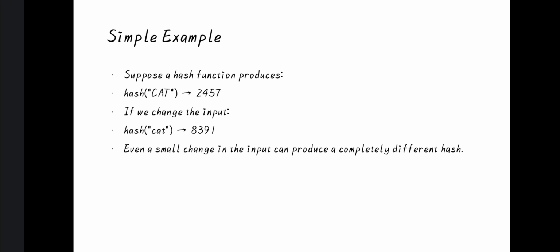For example, suppose the hash of "Cat" produces C80. If you give the input to the hash function, the value is 2457, but if we change the input by making it a small letter, "cat", then the hash value changes to A391. Even small changes in the input can produce a completely different hash value. So this is very important for hash functions for security purposes.